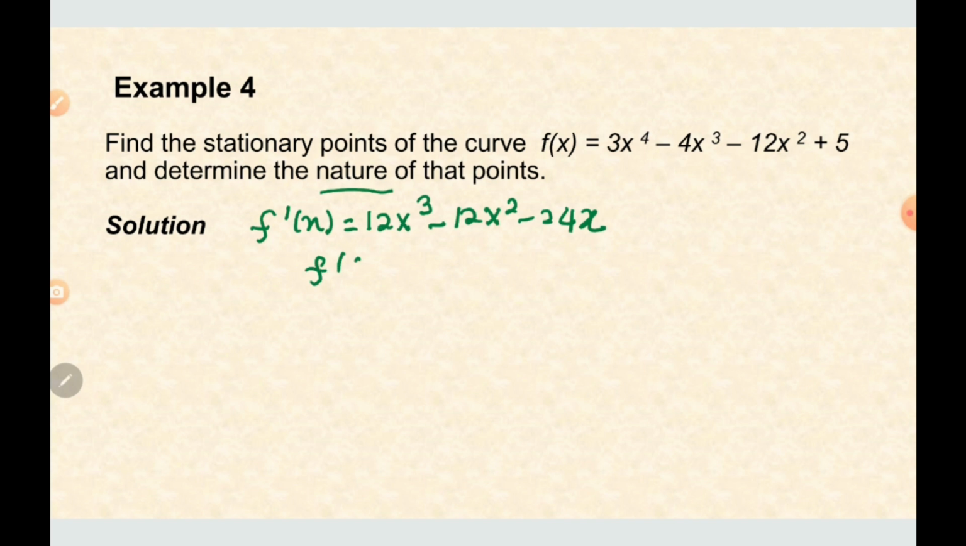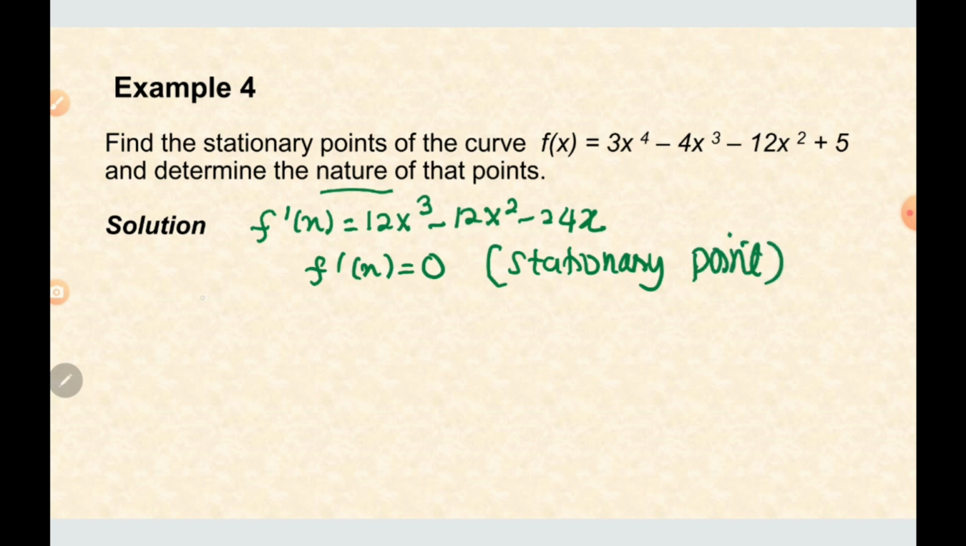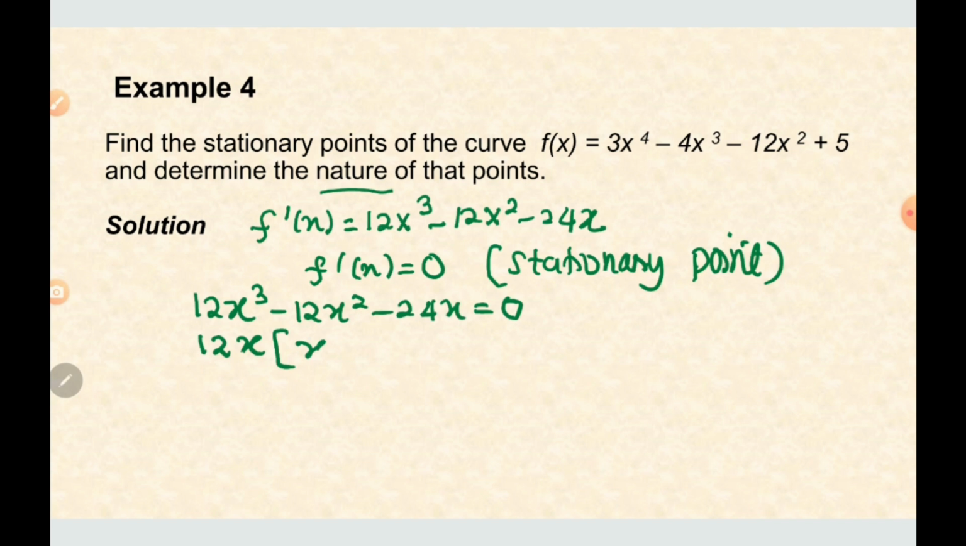Then f prime x must equal 0 to find the stationary point, or to find the maximum and minimum point. Therefore, 12x cubed minus 12x squared minus 24x must equal 0. Then we can factorize here. Factor out 12x, and the remaining here we have x squared minus x minus 2 equals 0.